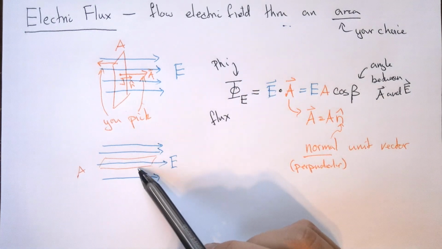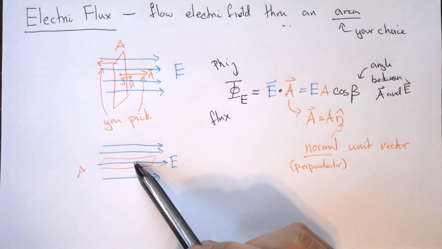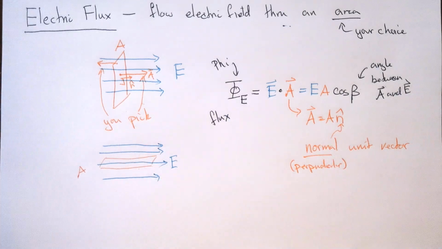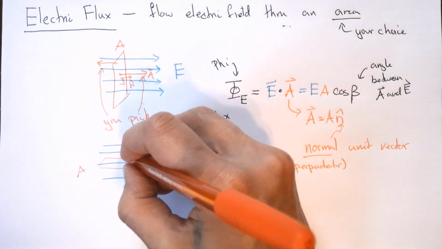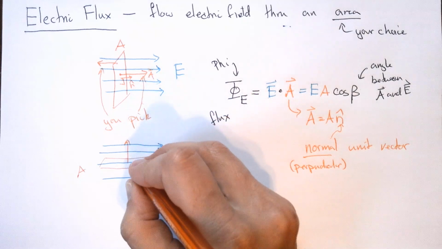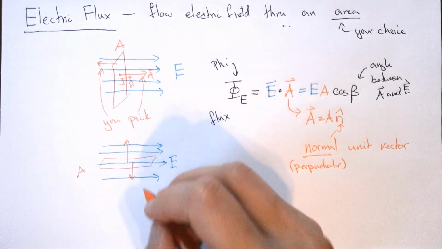Now if we look at this surface, same field, but a different orientation for our surface, the normal vector here is going to point either straight up like that or straight down. One of those two.